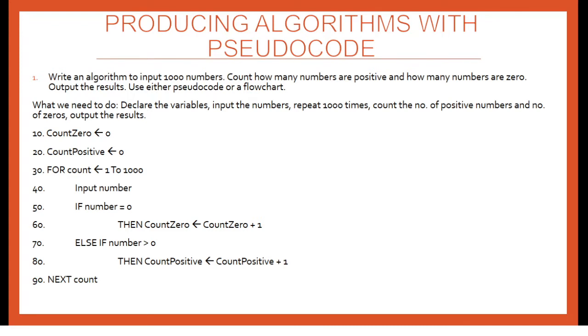Next count. Since we want to repeat the program for the next number, we use next. We also put the next count outside the loop. And finally, print count 0 and print count positive. This is used to output the number of zeros and positive numbers. We put this outside the loop, otherwise the program will keep on outputting the count every time it is iterated.